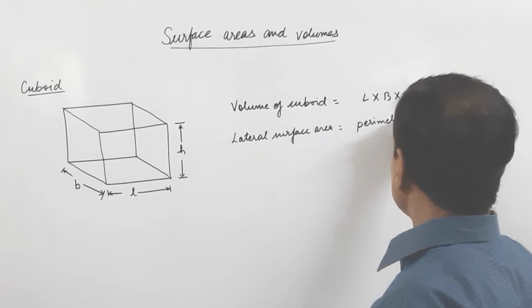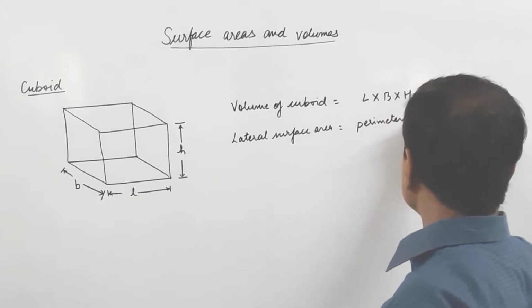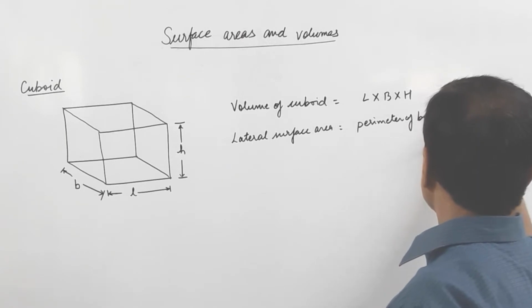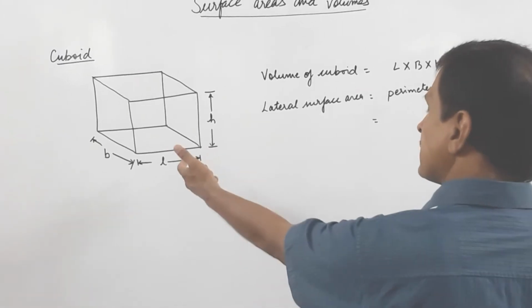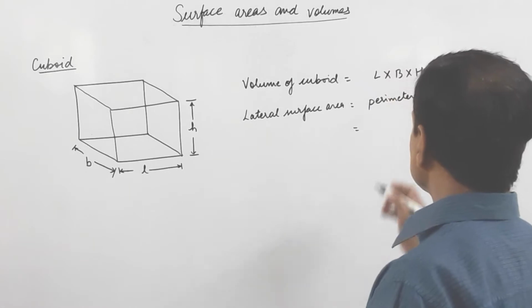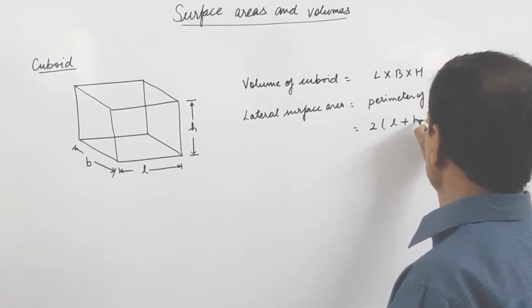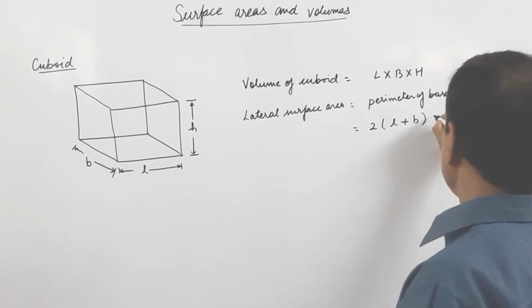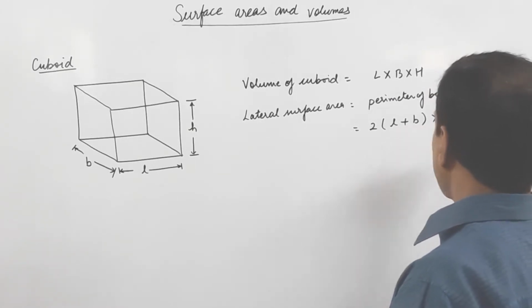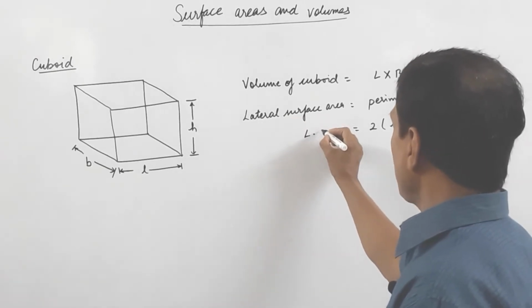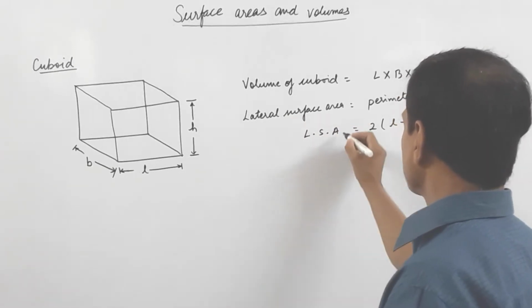Perimeter of base into height. Base is a rectangle, so its perimeter is twice of length plus breadth into height. This is lateral surface area or LSA.